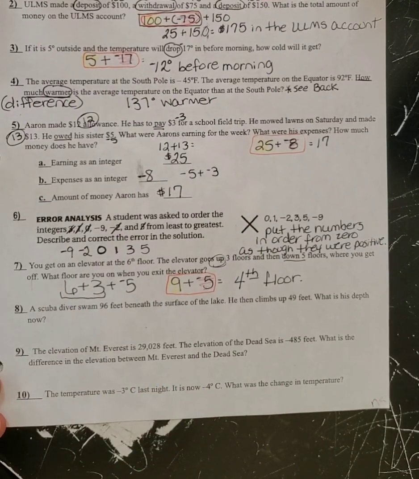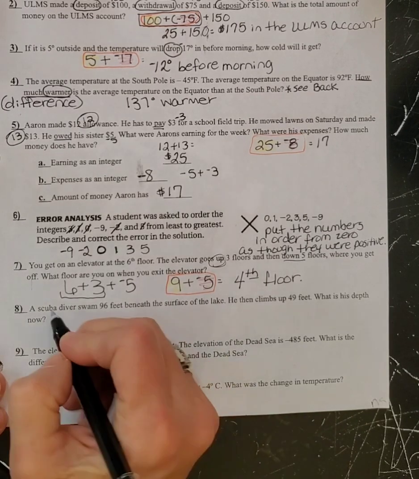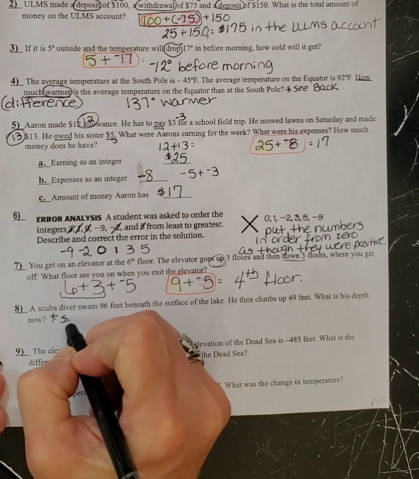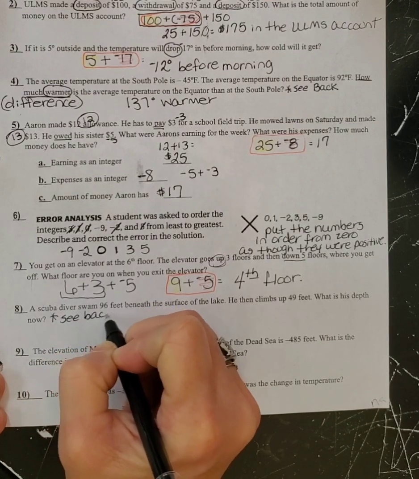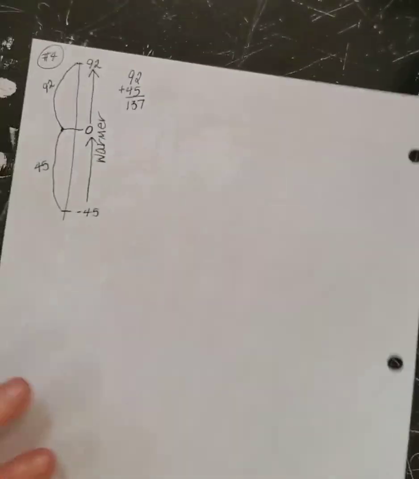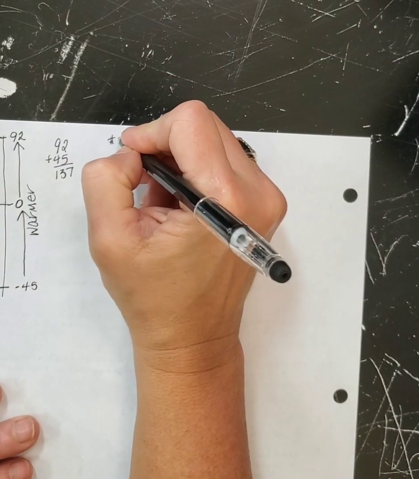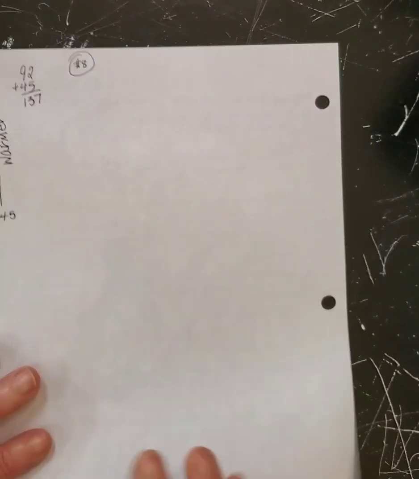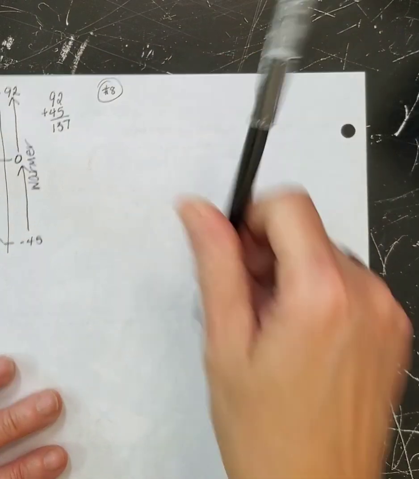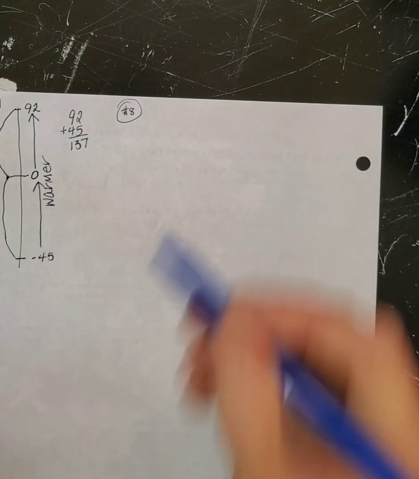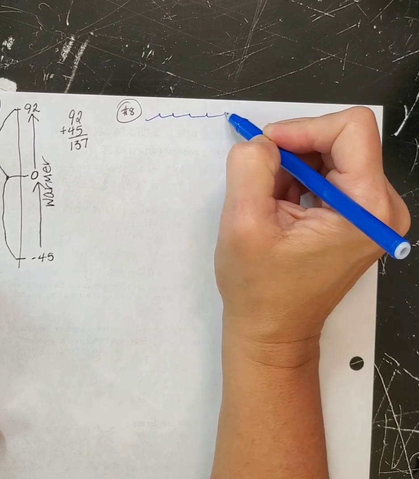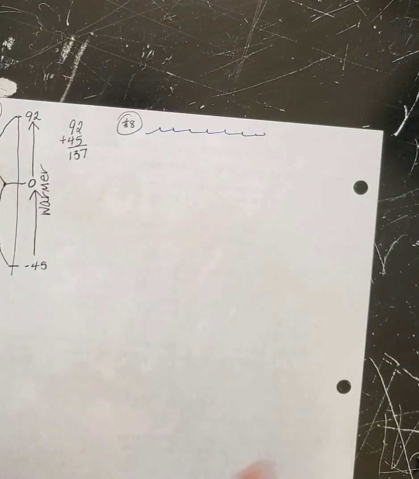A scuba diver swam 96 feet beneath the surface of the lake. Then he climbs 49 feet. What is his depth now? This is another one that I'm going to draw a picture for. Anytime it's a vertical, I like to see what it looks like in a picture. So this is number 8. So he's going, right, so here's the thing. Here's the surface of our water, okay? There's the surface of our water.